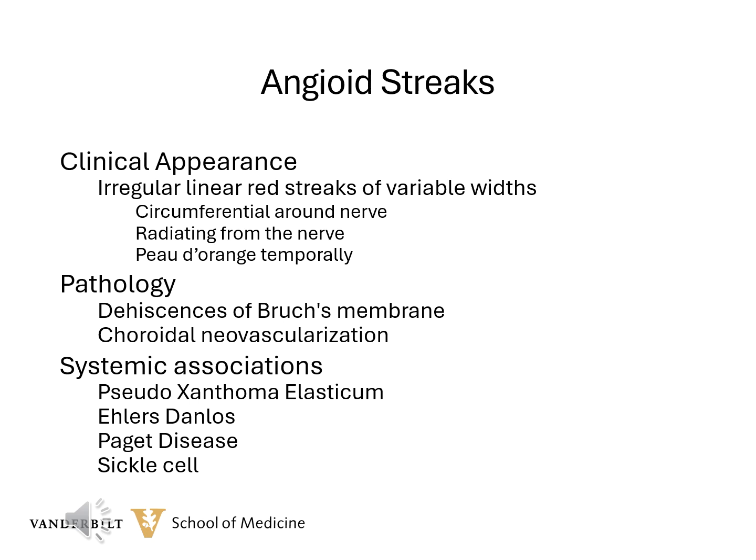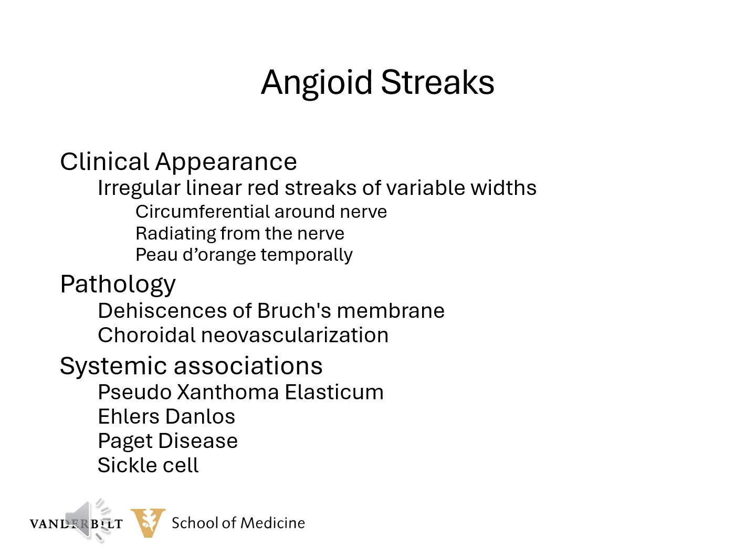Angioid streaks appear clinically as reddish lines, either circumferentially around the nerve and/or as radiating lines extending from the nerve peripherally. Patients who have pseudoxanthoma elasticum can have a particular look to the temporal periphery known as peau d'orange, or orange skin. Pathologically, the streaks are breaks or dehiscences of Bruch's membrane.